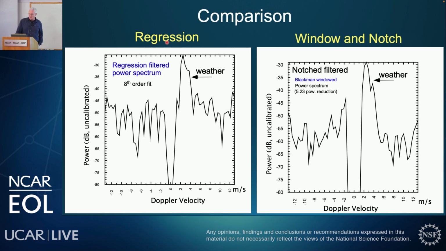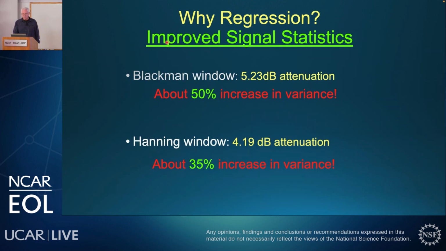And so here's a comparison. On the left, that signal when we did regression processing on it. On the right, when we did the window and notch, or the GMAP type processing on it. And they do look pretty similar. They both end up with that same weather signal. But why regression?